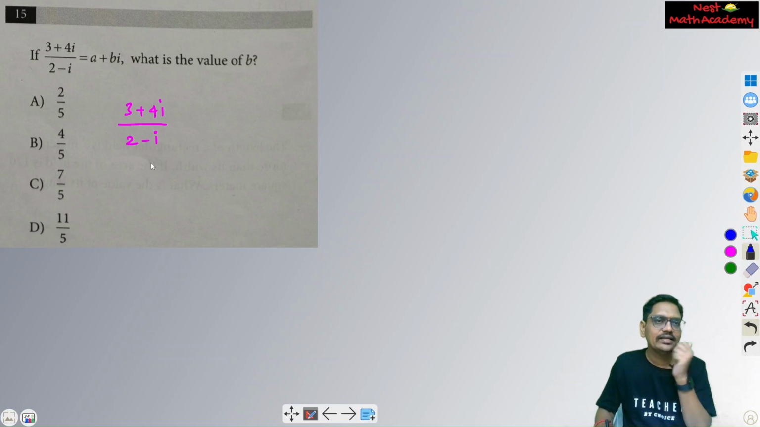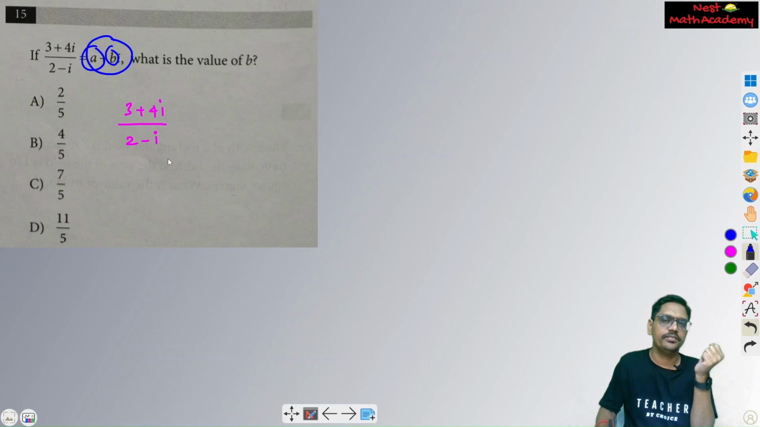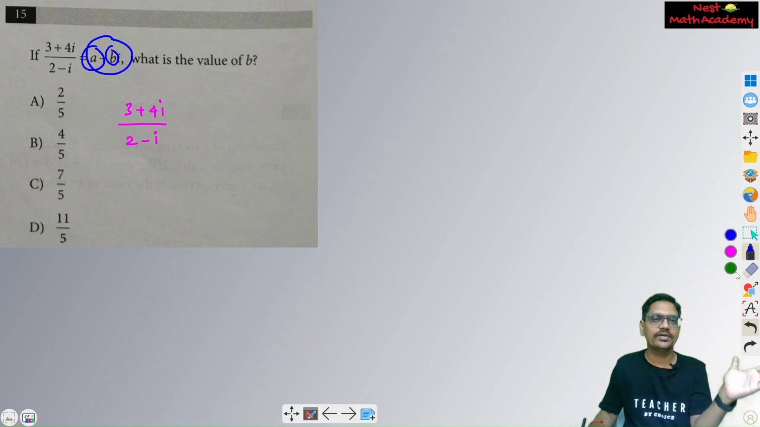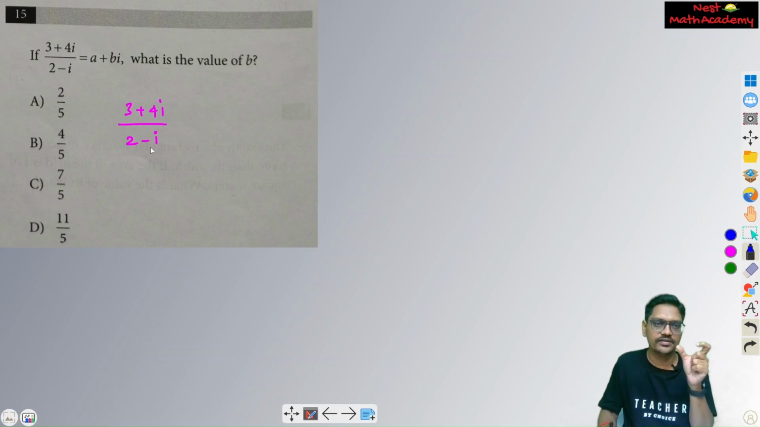This is not in standard form. Standard form is a plus bi, where this is the real part and this is the imaginary part, so I can see the real part separate and the imaginary part separate. But here there are two complex numbers in the numerator and denominator. I cannot distinguish which is the real part and imaginary part of this complex number. So to do that, I need to simplify this.